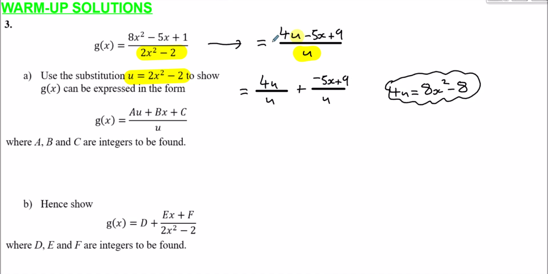So this is part A. So part A, g of x I can write as 4u minus 5x plus 9 over u. And for part B, I'm just taking this one step further. 4u divided by u, obviously the u's will cancel on the top and the bottom, so I'm just going to get 4 plus minus 5x plus 9 all over u, which we of course will just put back in its original form, 2x squared minus 2.